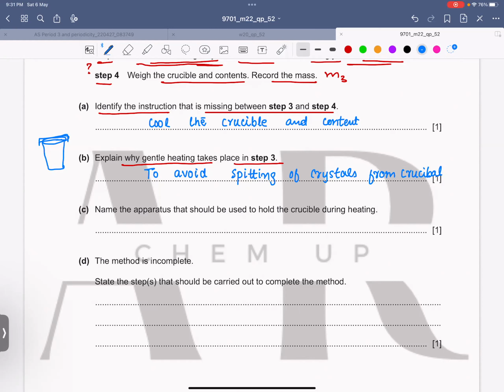Okay, sir. So can you explain why the crystals are spitting? It is a ceramic material. Because of a very rapid change in temperature, they absorb so much energy that there is a possibility the crystals start splitting. So that's why we do the gentle heating initially, so they gradually gain the energy. Okay.